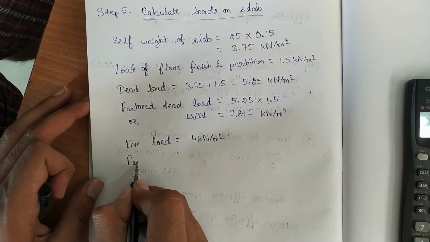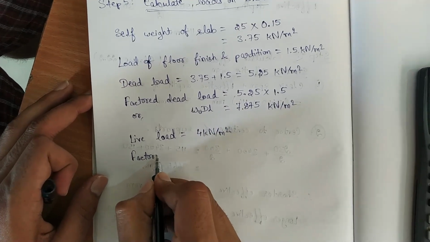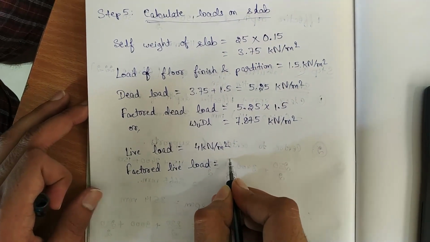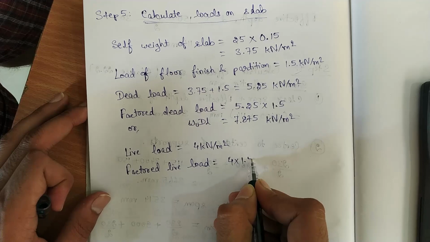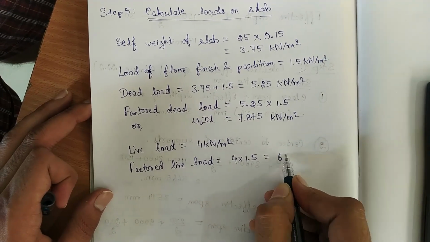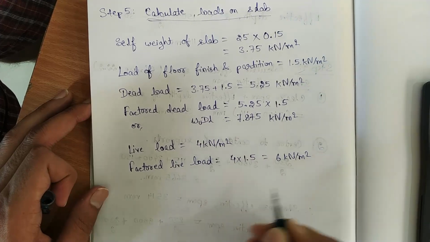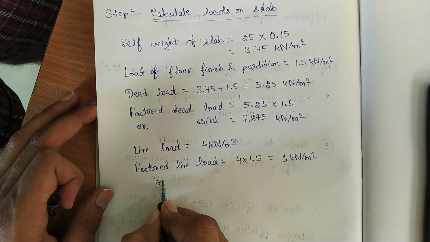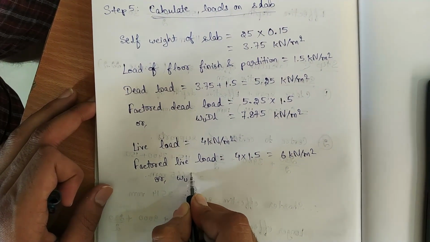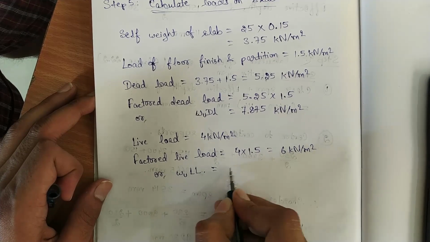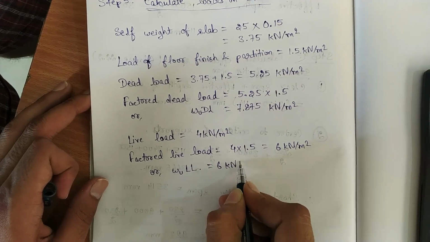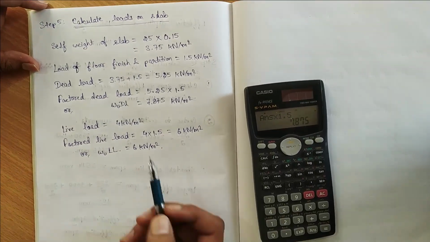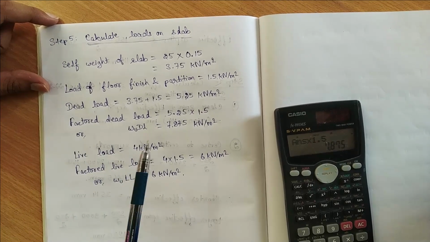Then we need to calculate the factored live load, which is live load into factor of safety, that is 6 kilonewton per meter square. You can symbolize it as WLL is equal to 6 kilonewton per meter square. Okay, so we have calculated loads on the slab.